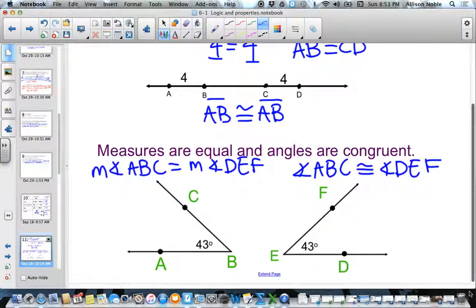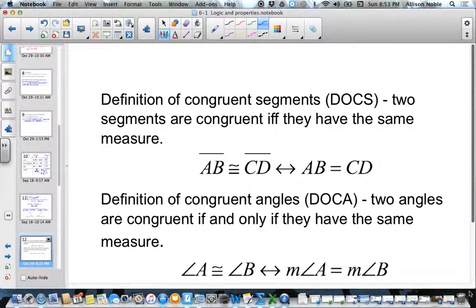So, if it has a measure, and it's talking about the length, then you use an equal sign. If we are just talking about the segments or the angles, then it would be congruency. Okay, so the definition of congruent statements is pretty much our first definition that we're talking about. This is a biconditional statement, like a definition.